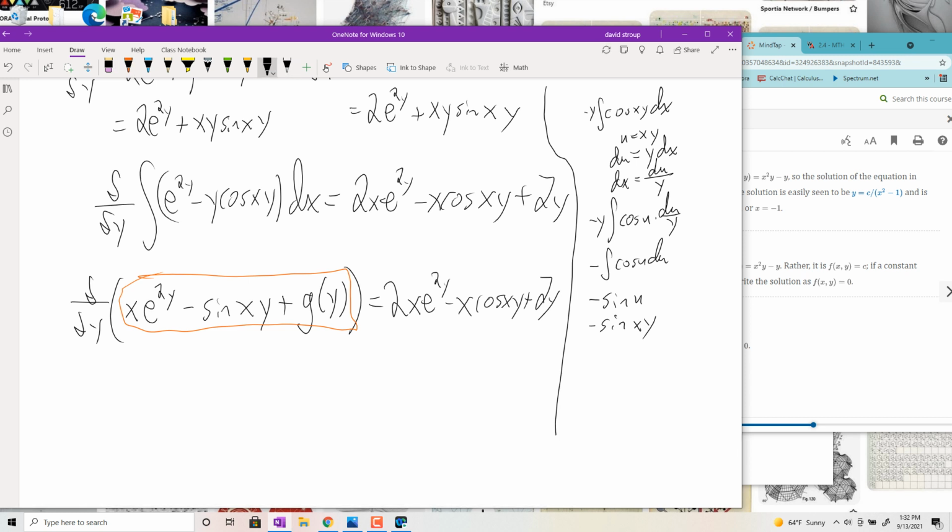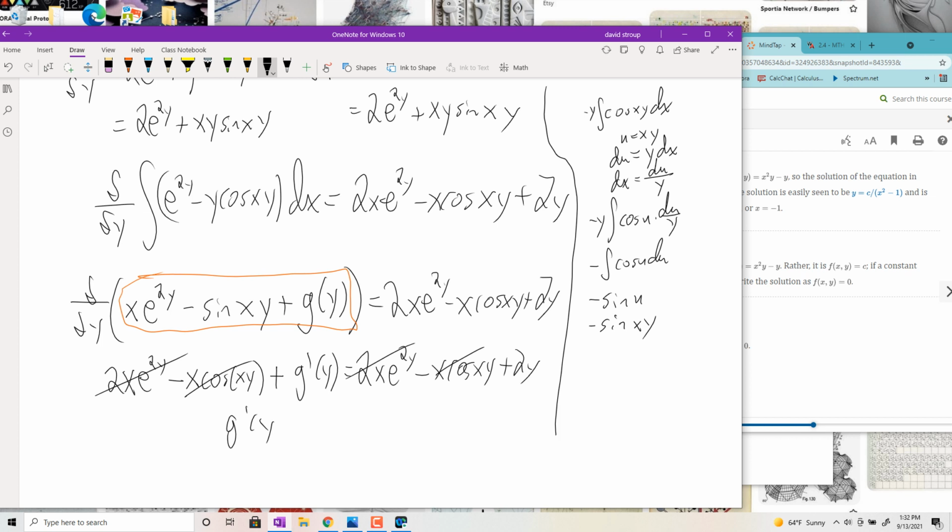So take the partial with respect to y. I get x e to the 2y times 2, minus, this will become cosine of xy, and then times the chain rule. The chain rule says the derivative of xy with respect to y will just be x, and then plus g prime of y, and then this equals 2x e to the 2y minus x cosine of xy plus 2y. So this and this cancel, this and this cancel. g prime of y is 2y.